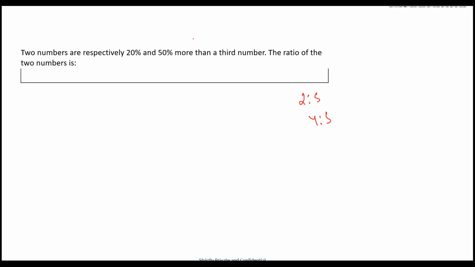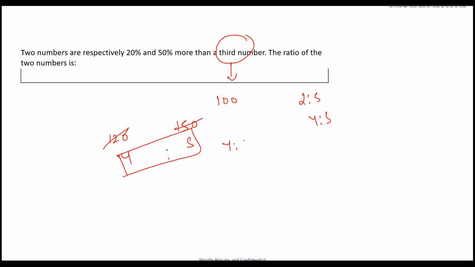Okay, so let's take the third number as 100. So the first number will be 120. The second number will be 150. 4 is to 5. The answer for this question is 4 is to 5. Very easy question. Aditya, Anjali, how did you get 2 is to 5? This is incorrect, and 4 is to 5 is correct. Is it clear to all? Okay, next question.